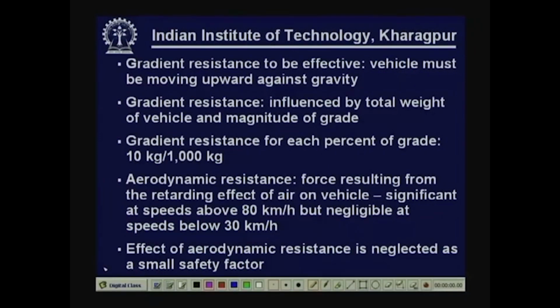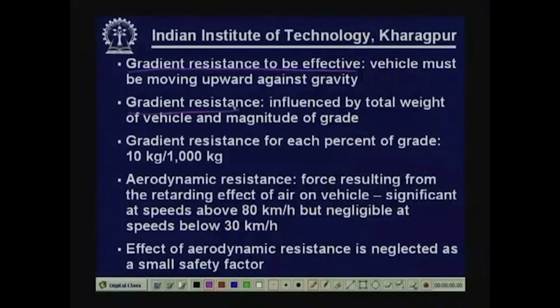Now, if we want the grade resistance to be effective, then the vehicle must move upward against gravity. It is very clear, because grade resistance will not be effective on a downgrade. It will rather help the vehicle to keep motion. So, for grade resistance to be effective, the vehicle must be moving on an upgrade against gravity, and grade resistance is also influenced by total vehicle weight and the magnitude of the grade. Grade resistance for each percent grade is considered as about 10 kg per 1000 kg.